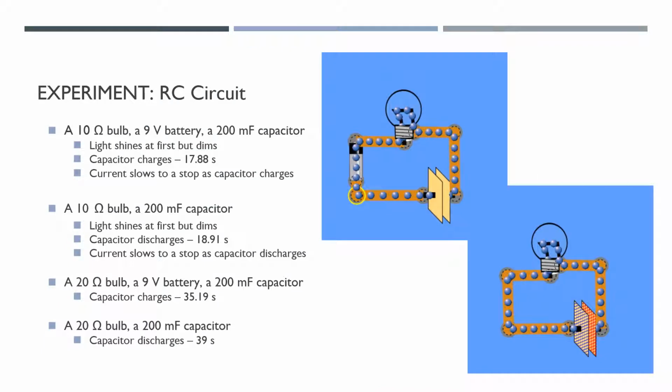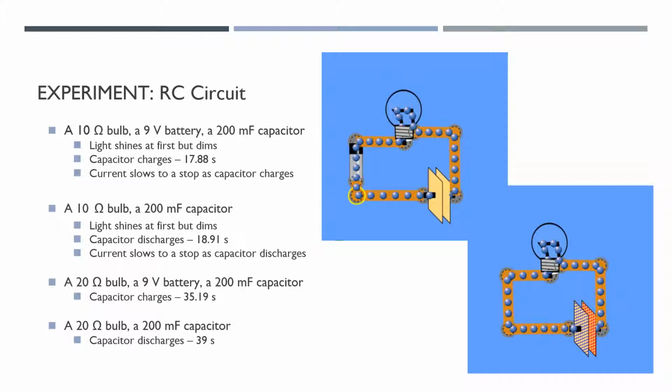In the second part of the experiment, we looked at RC circuits, which means resistor-capacitor circuits. First, we had a 10 ohm bulb, a 9 volt battery, and a 200 millifarad capacitor. This is what happened when we connected them. As you can see, the light shines brightly at first, but then dims. It took the capacitor 17.88 seconds to completely charge, and the current slows to a stop as the capacitor charges.